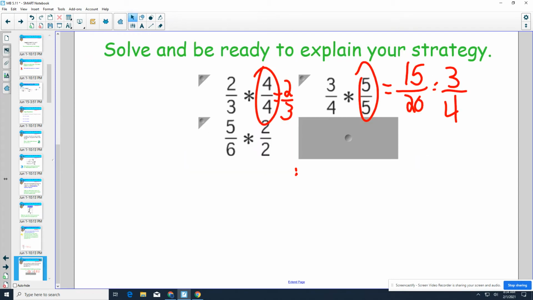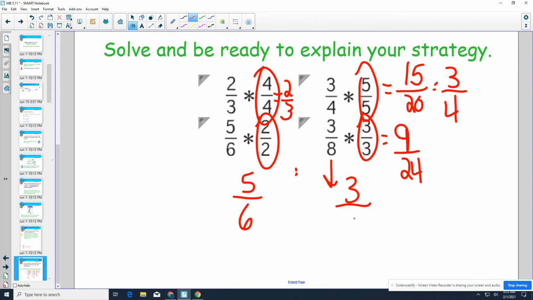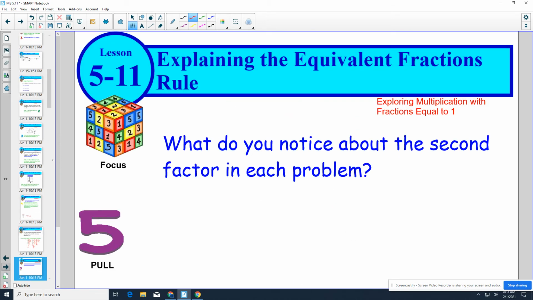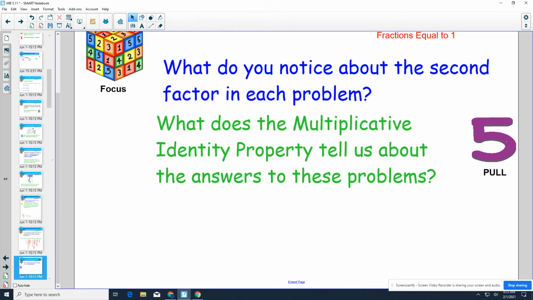As we look at the next two, again, I see I have a fraction that's equal to 1. So I simply could write 5/6, and that would be in its simplest form. Again, here I see I have a fraction equal to 1 because the numerator and denominator are the same. I could multiply across and say 9/24, or I could simply say it's equal to 3/8. So it's kind of cool to see that. Hopefully you notice that pattern. It makes it a little bit easier when multiplying fractions by a fraction equal to 1. So what do we notice about the second factor in each problem? That it was equal to 1, right? So we were able to use the multiplicative identity property to answer those problems.